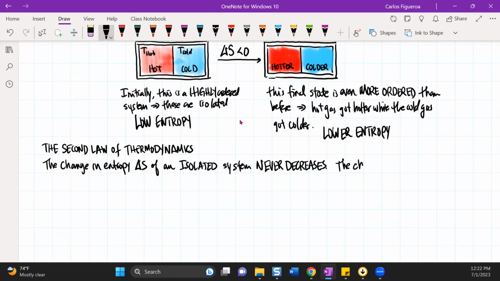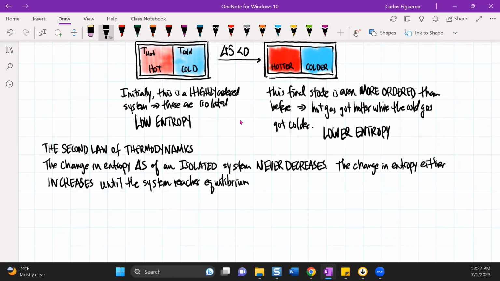The change in entropy either increases until the system reaches equilibrium, or if the system begins in equilibrium, it will stay at equilibrium.